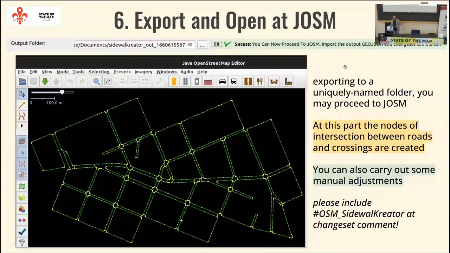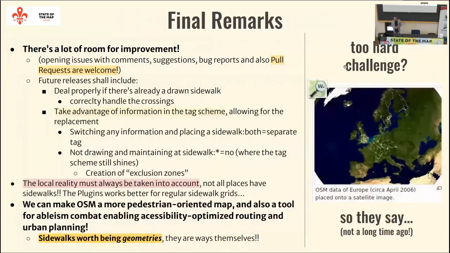And then there is the part to export the generated data and open it in JOSM. It is in JOSM that the nodes that the crossings and roads will share are generated, and also where the user can carry out some manual adjustments. Okay. So if you use the tool, please include that hashtag in the changeset comment. So then the final remarks.